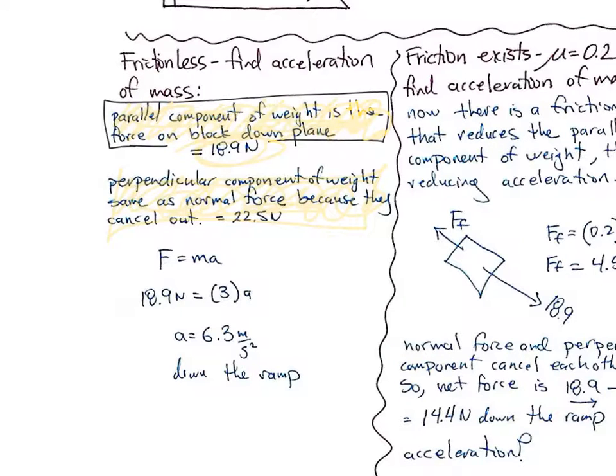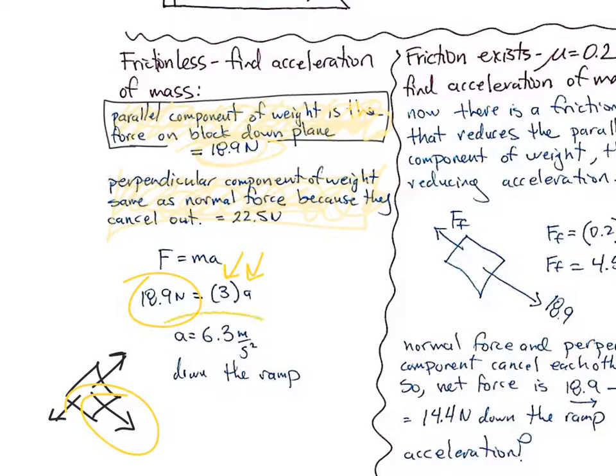So we do F equals ma, net force. So this is the net force. It's the parallel component. If I were to draw that, it'd be like this. We know that these forces cancel out, so the only remaining force is the parallel component of the weight, which is this. So that's equal to ma, and we get 6.3 meters per second squared down the ramp.